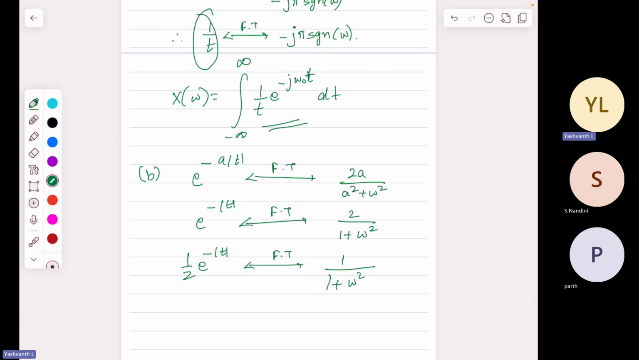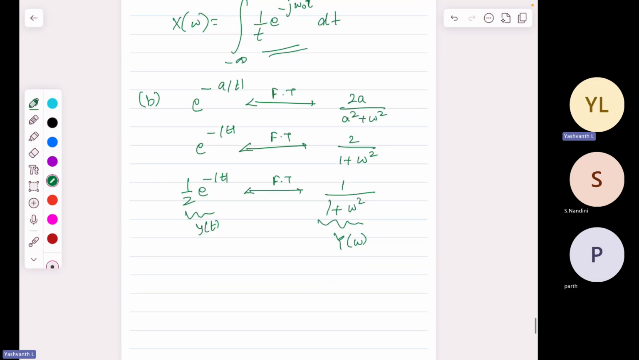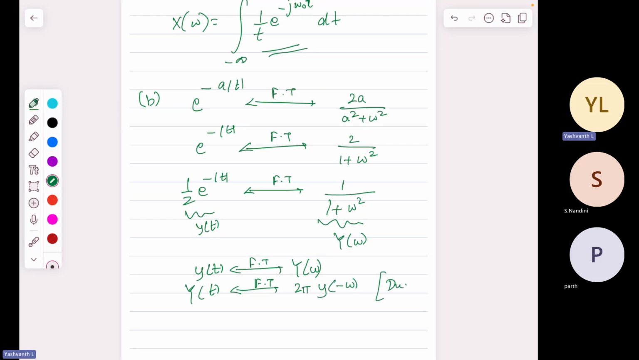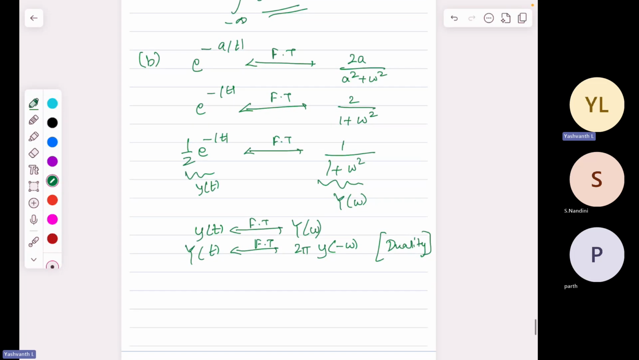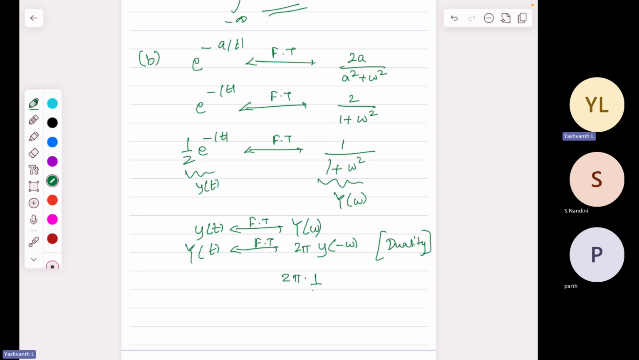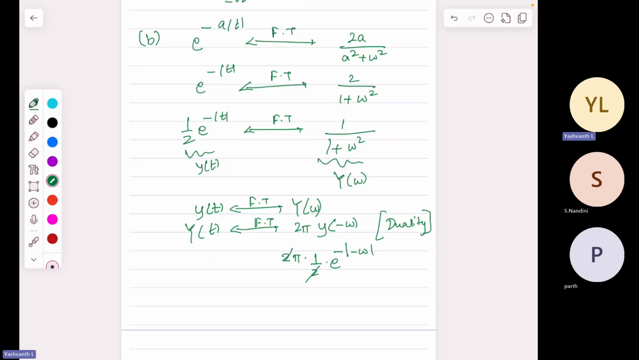What I'll do is I'll call this y of t, and I'll call this capital Y of omega. So what I know is that small y of t has the Fourier transform capital Y of omega. So capital Y of t will have the Fourier transform 2 pi into small y of minus omega. Again, duality property. And what is that? 2 pi into 1 by 2 into e power minus mod of minus omega. But anyway, mod of minus omega is the same as mod of omega. 2 to cancel. So we get pi into e power minus mod omega. That's all. Is it clear?